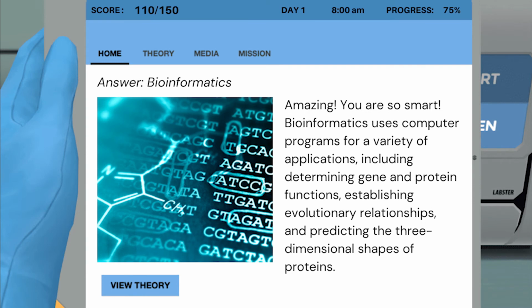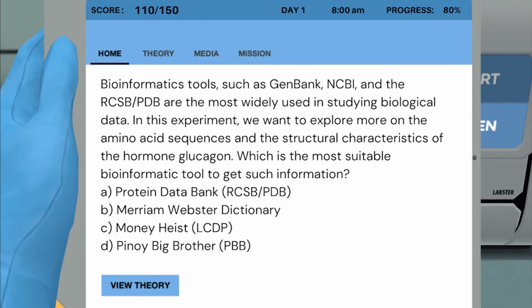Bioinformatics is a subdiscipline of biology and computer science concerned with the acquisition, storage, analysis, and dissemination of biological data, most often DNA and amino acid sequences. Bioinformatics uses computer programs for a variety of applications, including determining gene and protein functions, establishing evolutionary relationships, and predicting the three-dimensional shapes of proteins. Bioinformatics tools such as GenBank, NCBI, and the RCSB-PDB are the most widely used in studying biological data.